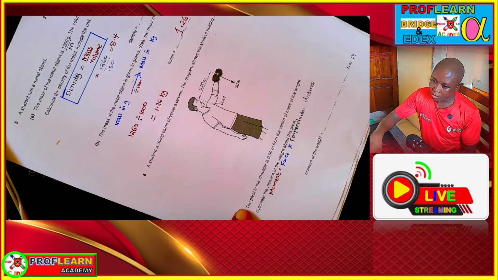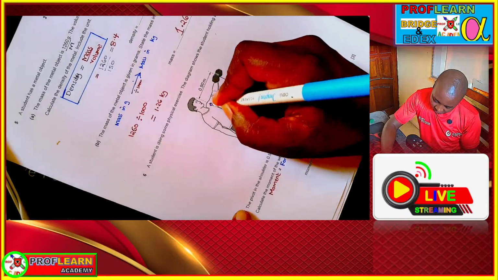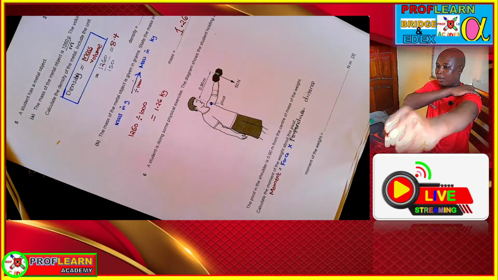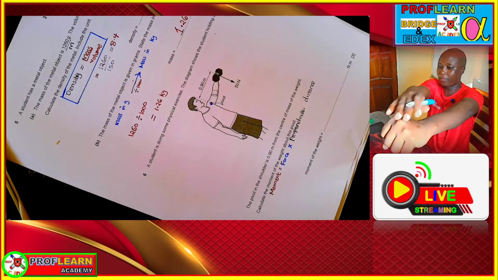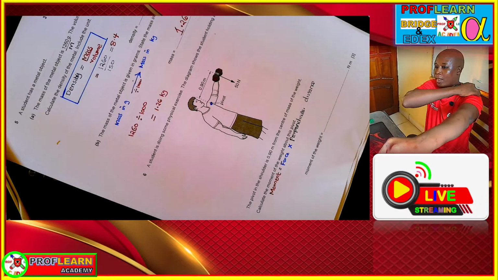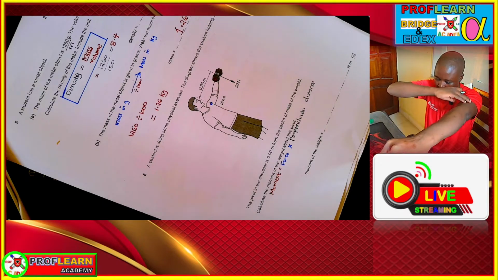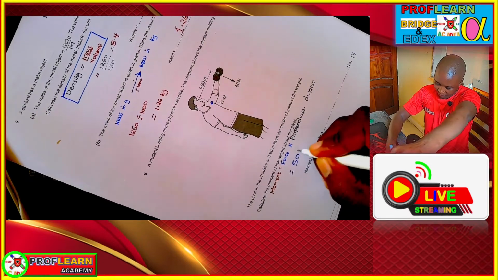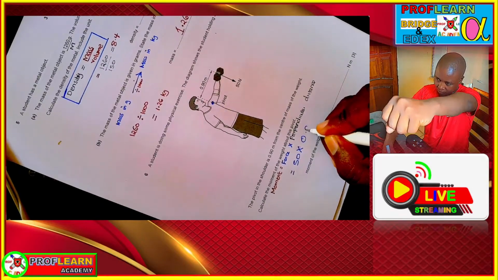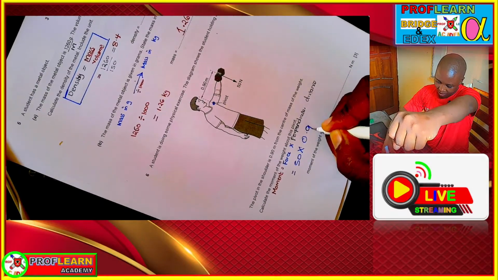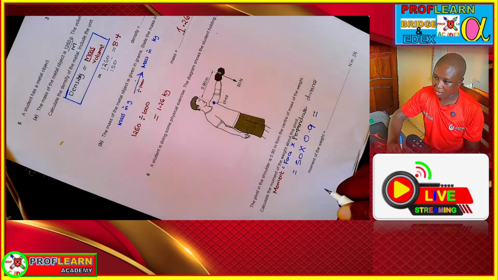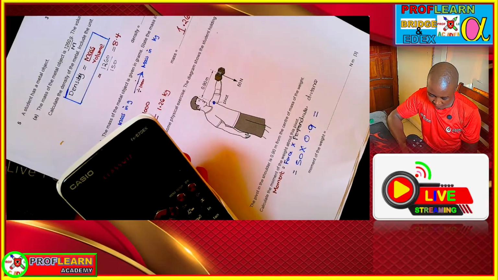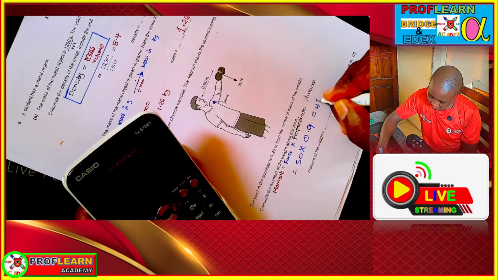from the pivot. So in that case, our pivot is here. That's where the turning effect is. The distance from where the force is held to the pivot is 0.9 meters. So the force is 50 times 0.9, and if you work it out using your calculator, you are going to get 45.